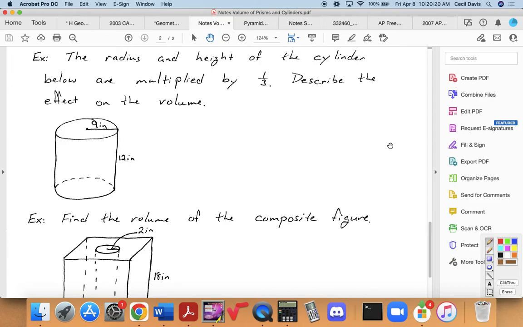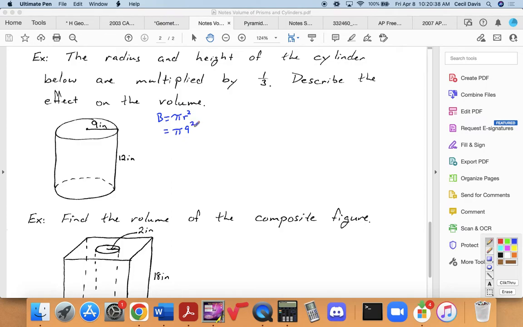Let's do it the long way first, and then let's talk about doing it the short way. Okay, the long way, go ahead and find the volume. So for the original, the area of the base would be pi times the radius squared. That's pi times 9 squared is 81 pi. The volume is the area of the base times the height. So it's 81 pi times the height is 12. I have zero idea what that is. 972 pi.